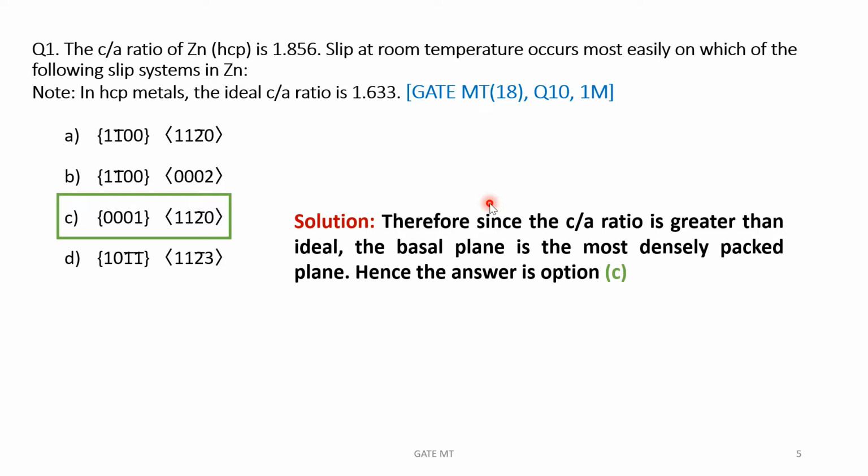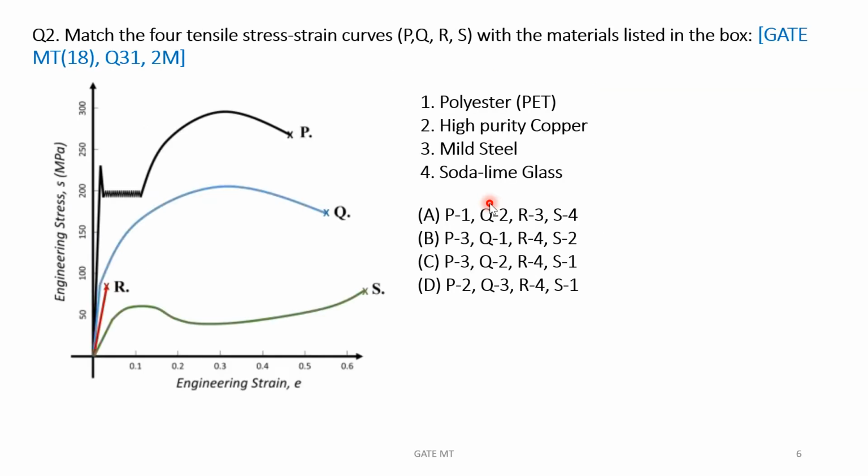So the salient features of this particular question are that whenever the c by a ratio is greater, the basal plane will be the active one at room temperature. At higher temperature, prismatic will be active. When the c by a ratio is lower, our basal plane won't be active. So that is the case. I hope it's clear to all of you. Now we can move on to the next question.